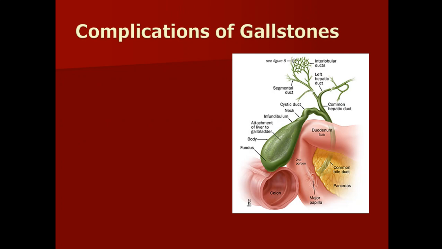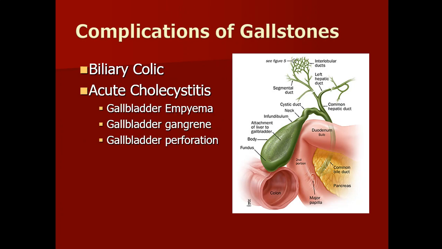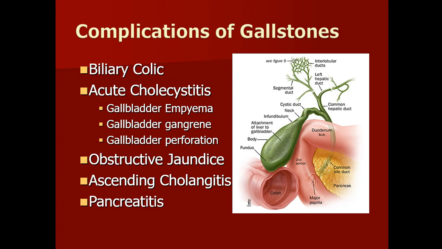Advanced forms and the types of complications of acute cholecystitis. So, the complications of gallstones in general are biliary colic, acute cholecystitis with empyema, gangrene, or perforation, obstructive jaundice, ascending cholangitis, pancreatitis, and gallstone ileus.